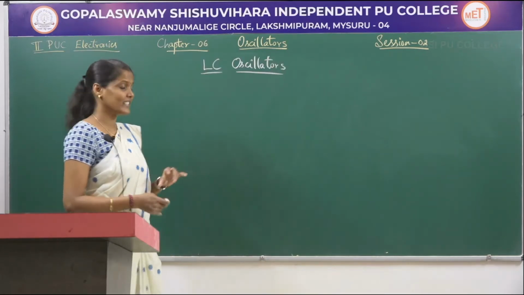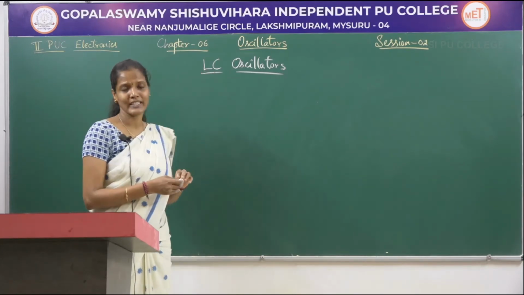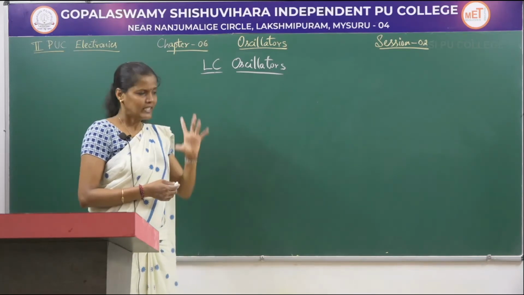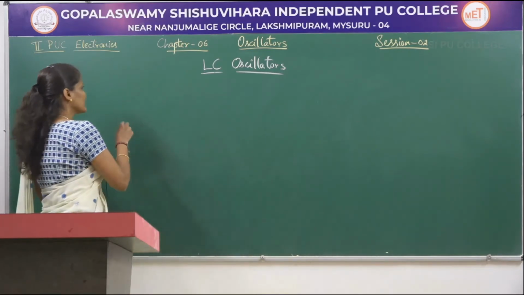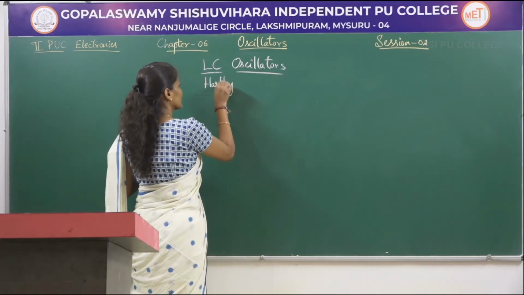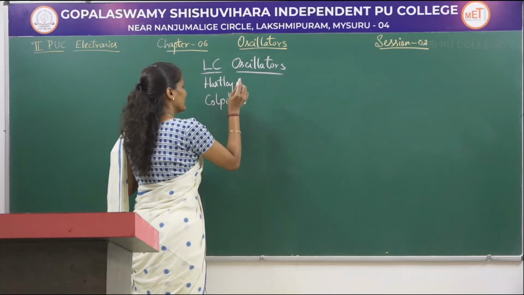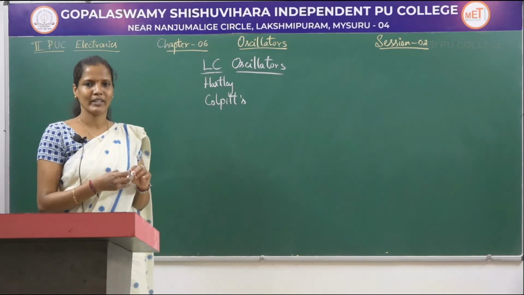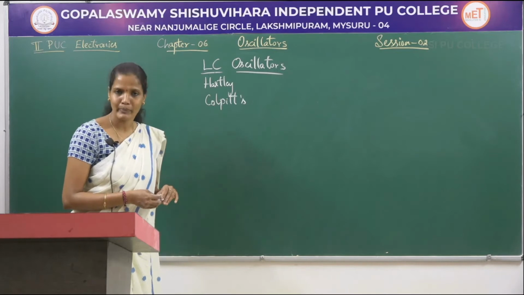These LC oscillators, as the name itself specifies, use two components, one is L, the other one is C. L is nothing but an inductor and C is nothing but the capacitor. These LC oscillators are further classified into two types: one is the Hartley oscillator and the other is the Colpitts oscillator. Depending upon from which component we are taking the feedback to the amplifier, we classify these LC oscillators as Hartley oscillator and the Colpitts oscillator.